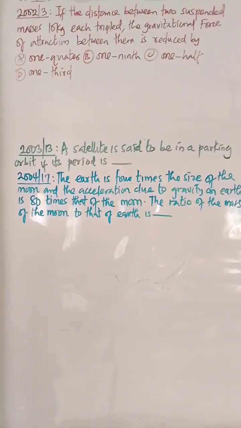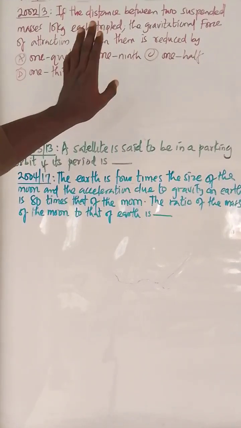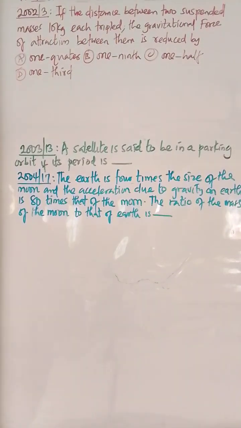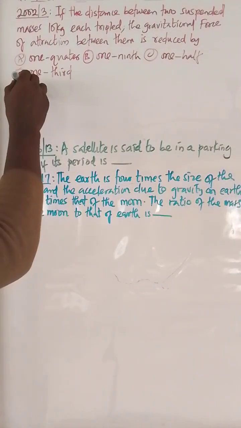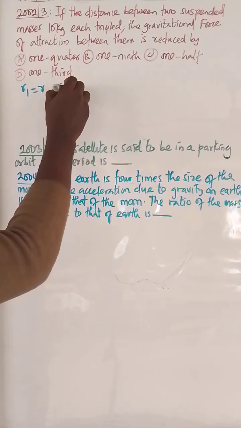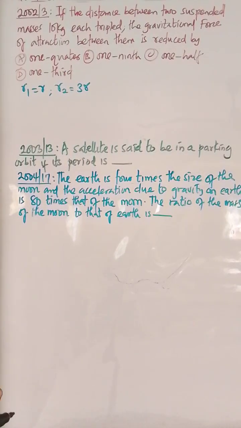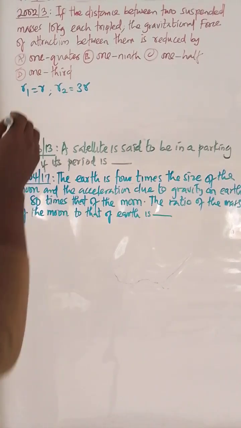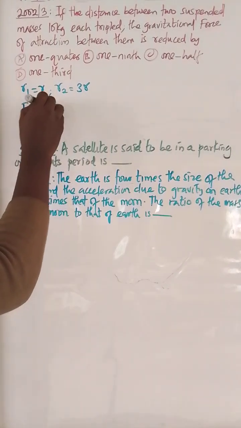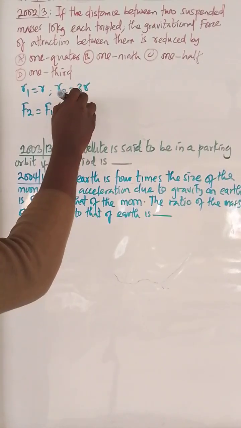Now consider this question. If the distance between two suspended masses, 10 kg each, is tripled. Let's suppose the initial distance is r1, and the new distance r2 is tripled, 3r. Then the gravitational force of attraction between them is reduced by what? Recall I gave you the formula: F2 equals F1 times R1 over R2, all squared.